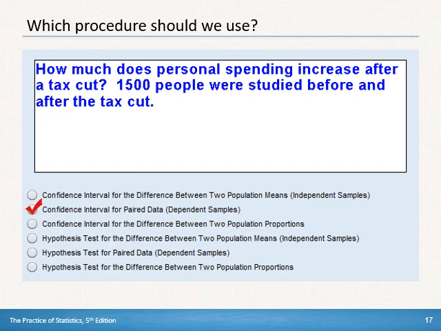We have to think of this as the same 1,500 people. We observed them before and we observed them afterwards. So how much money did they spend? We're trying to estimate the difference in the amount of money spent. And so definitely paired data there.